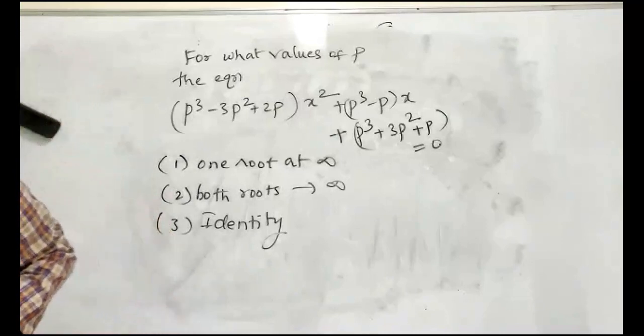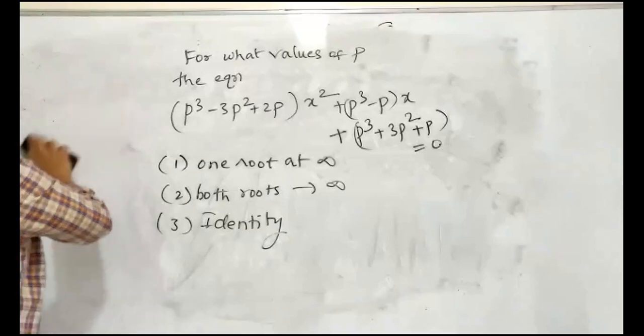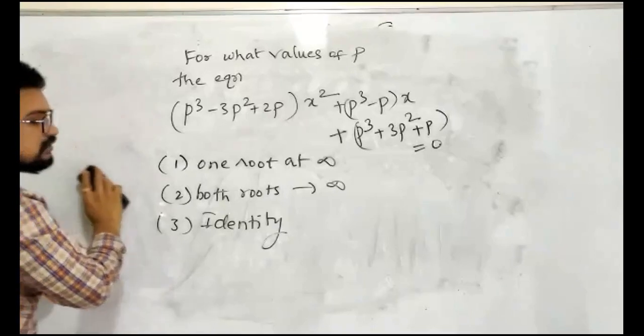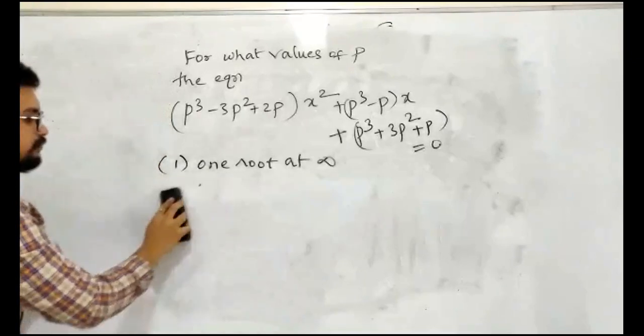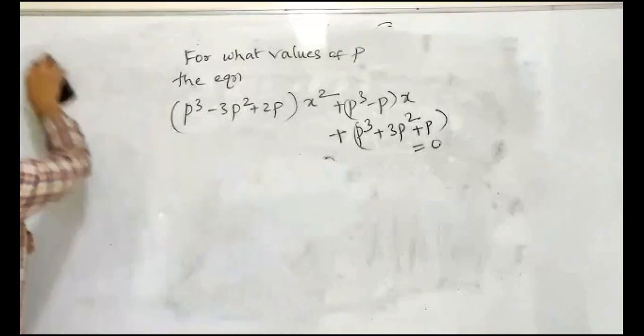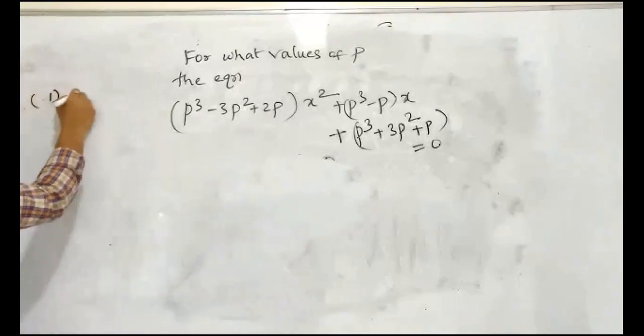You'll get an idea to solve the problem. Now let me solve this. Now the first condition is that one root at infinity. First is one root at infinity.